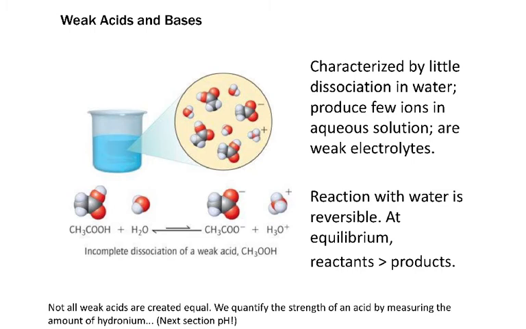Generally, at equilibrium, there are more reactants than products, right? So they are K values less than 1, equilibrium constants less than 1, and so not very many ions are actually produced. Now, how many actually are can be quantified. We quantify the strength of an acid by measuring the amount of hydronium, H3O+, or sometimes we just call it H+, and we quantify that using pH, which is actually the next section.